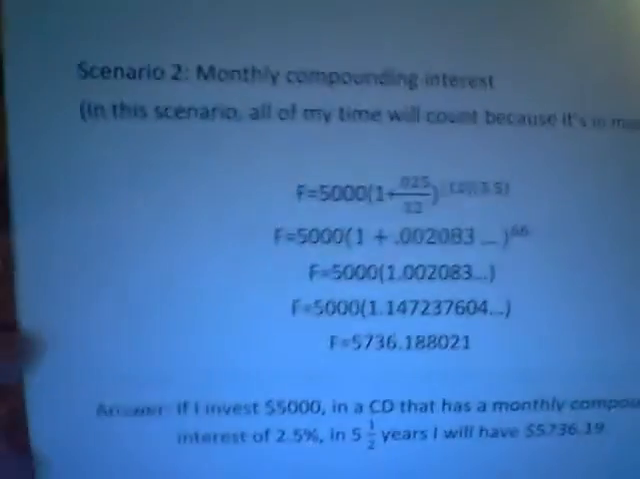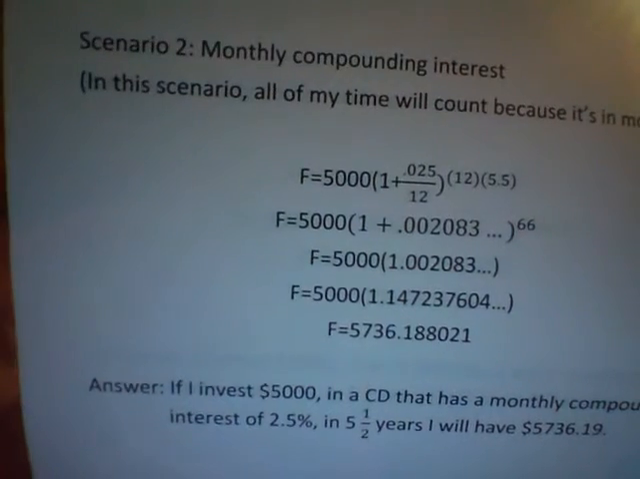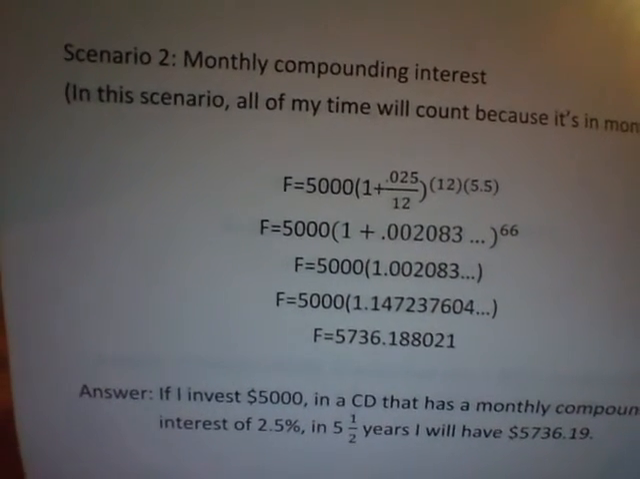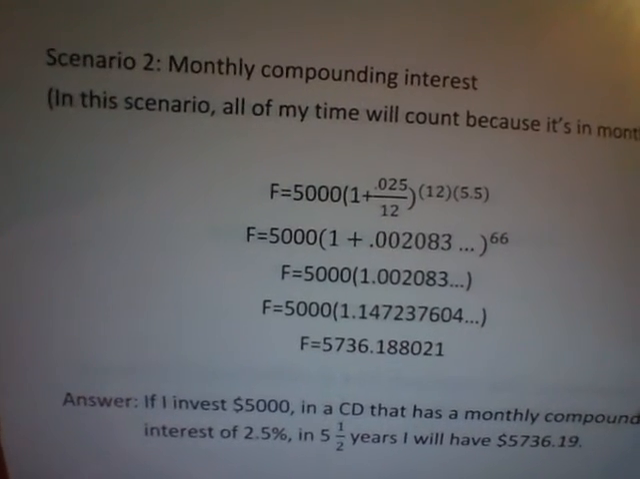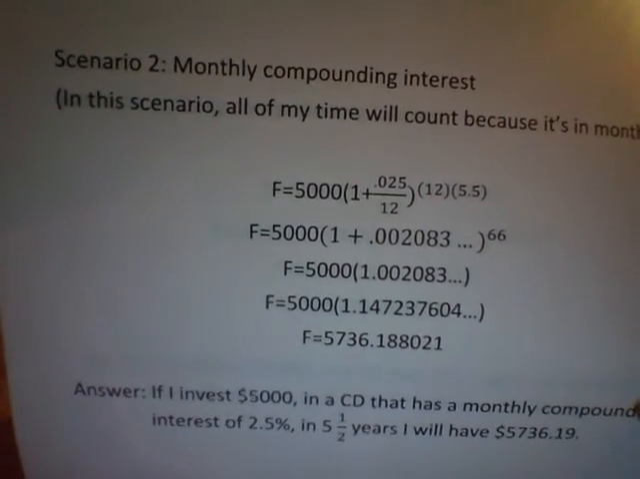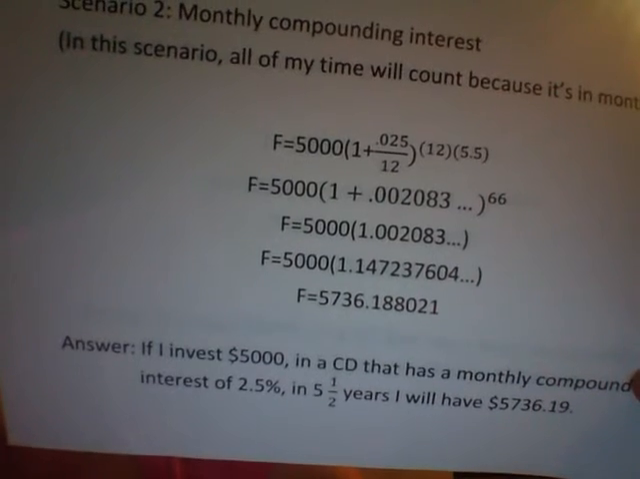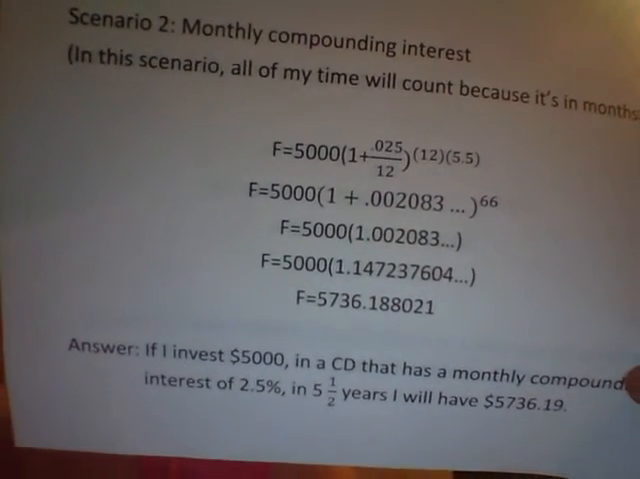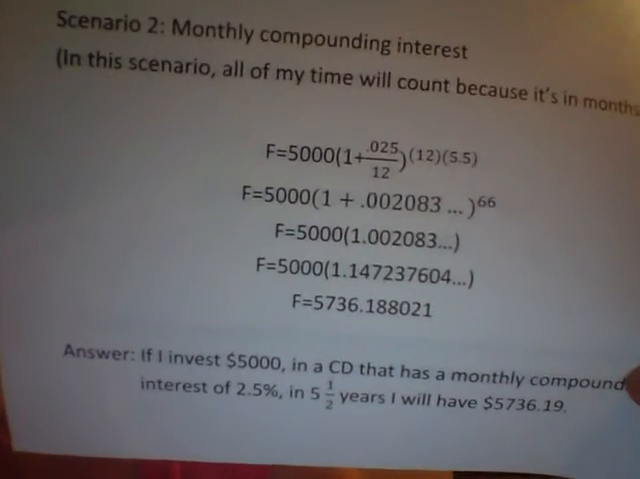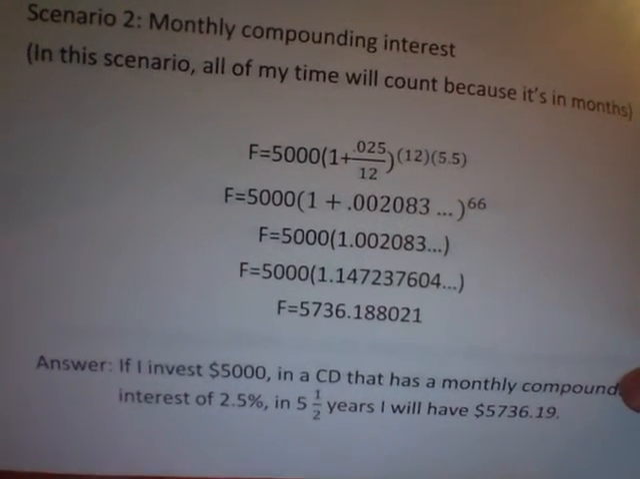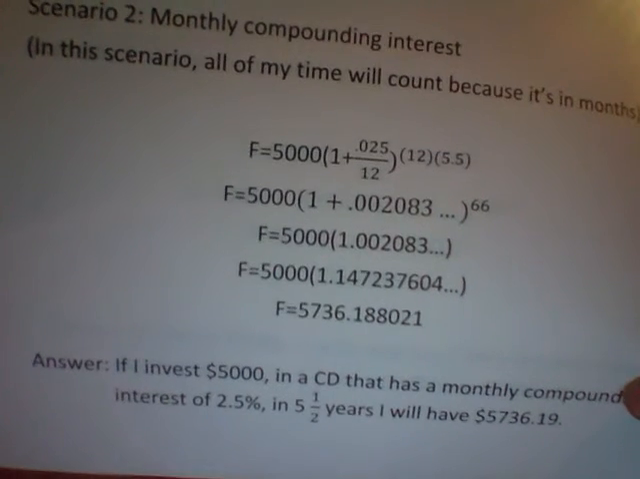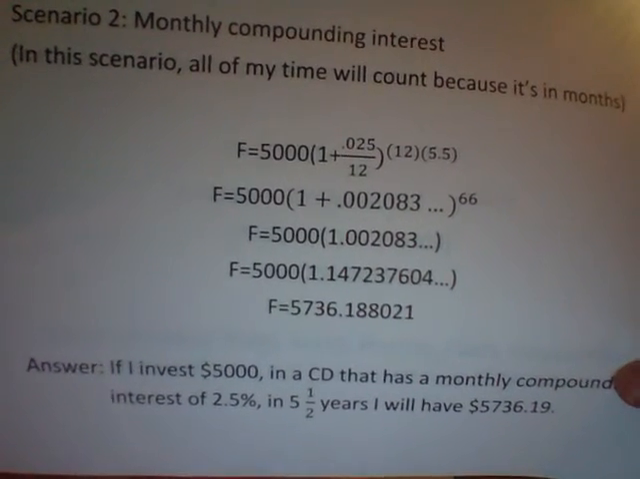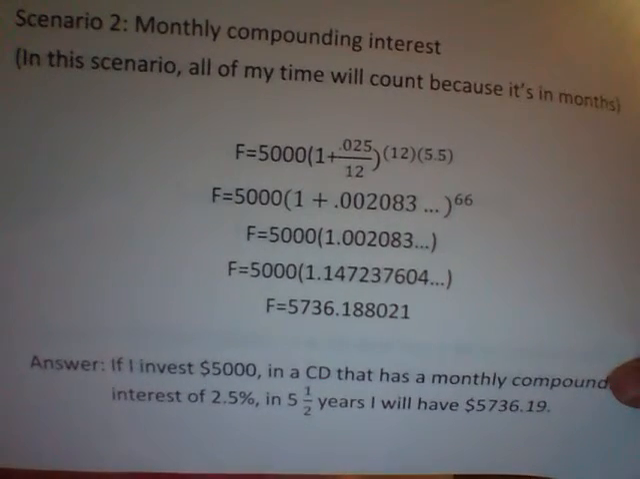In scenario 2, what you divide your percentage rate by, the 0.025 changes to 12, and then it's 12 times 5.5 for your power. So your answer in this case then is, if I invest $5,000 in a CD that has a monthly compound interest of 2.5%, in 5.5 years I will have $5,736.19. And I got 19 cents by rounding up the 0.188021 to 0.19.